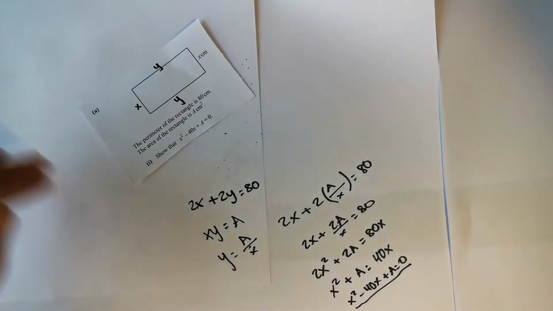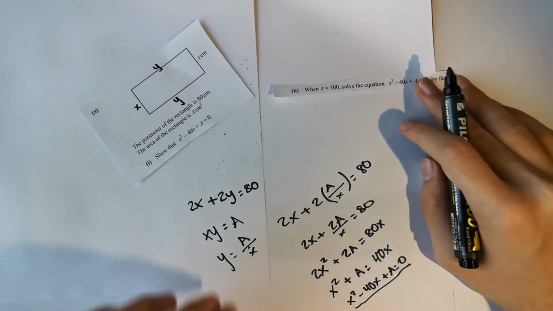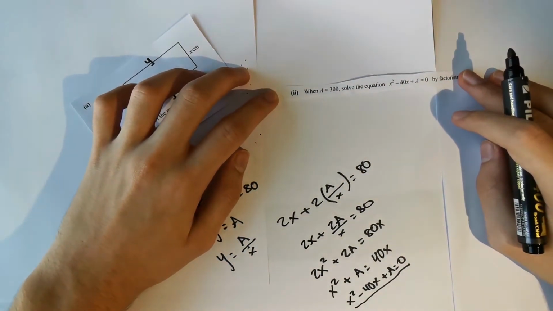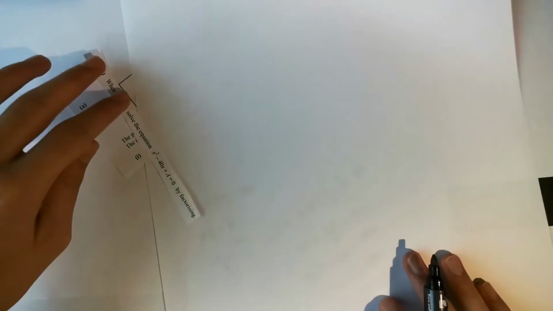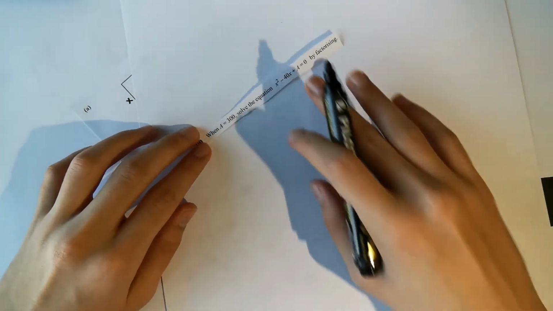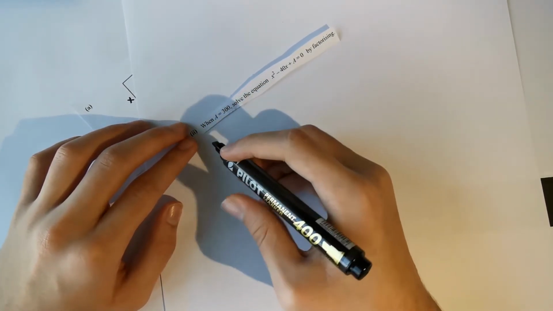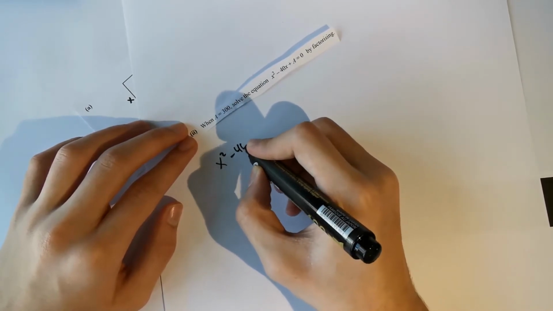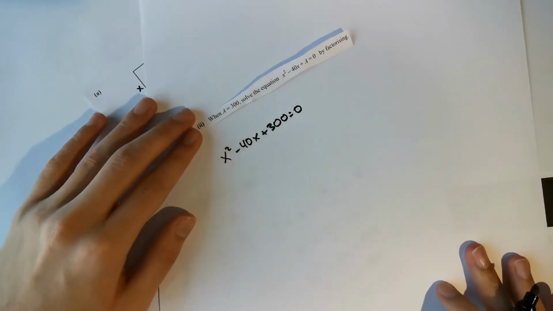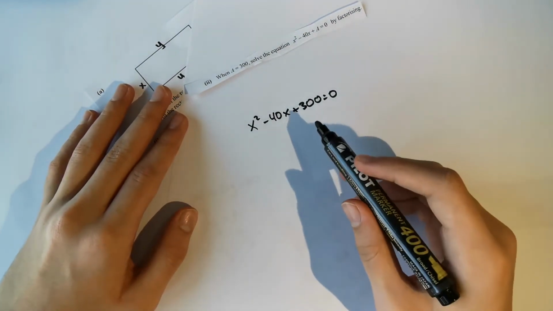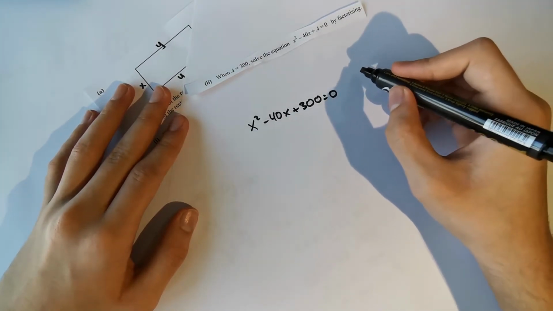And the next part, part ii, right here: when a is equal to 300, solve the equation x squared minus 40x plus a equals 0 by factorizing. So if we solve it by factorizing, when a is equal to 300, we can substitute a: x squared minus 40x plus 300 is equal to 0. And now we can factorize it easily. We need two numbers that multiply to give 300 and add up to give negative 40. You can of course use the table.